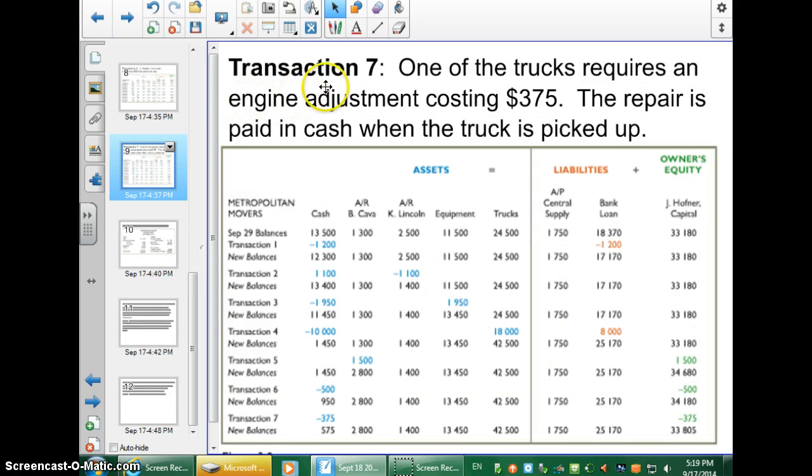And the final transaction, number 7, one of the trucks requires an engine adjustment costing $375. The repair is paid in cash when the truck is picked up. So we're paying cash, which means it reduces the cash account by $375. And in this case, because there's no account related to vehicle expense or anything on this side, we take it out of owner's equity. So the owner's equity is reduced by $375.